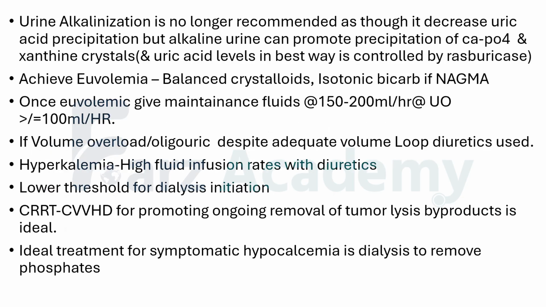Again, I've already mentioned urine alkalinization is no longer recommended, as it decreases uric acid solubility. Because we used to think making urine alkaline, like an alkaline diuresis, you can flush out all the toxins and urea. But an alkaline environment precipitates uric acid as well as calcium phosphate crystals, and it will worsen the situation. Achieve euvolemia, balanced crystalloids, isotonic bicarbonate.